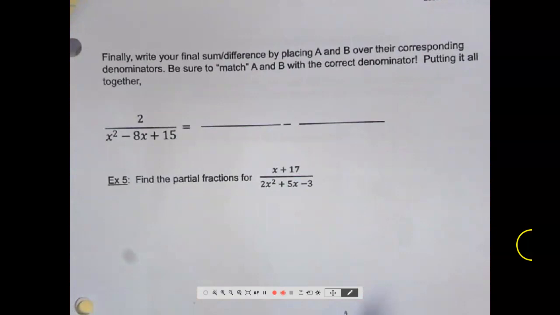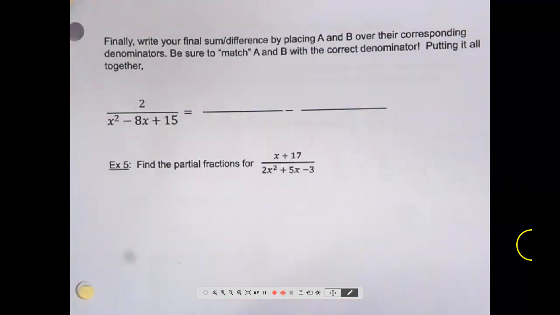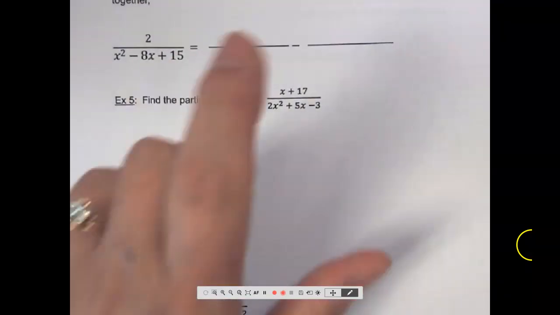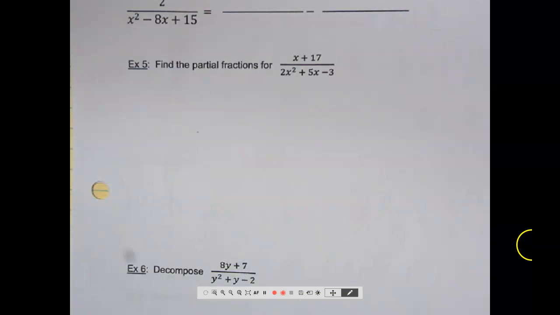All right, let's do another one. Oh, sorry, I didn't realize I had that. Okay, we can skip it or you can rewrite it if you want to. And I would just set it up as subtraction here. Forgot I typed that over there. Example 5. Find the partial fractions for this one.